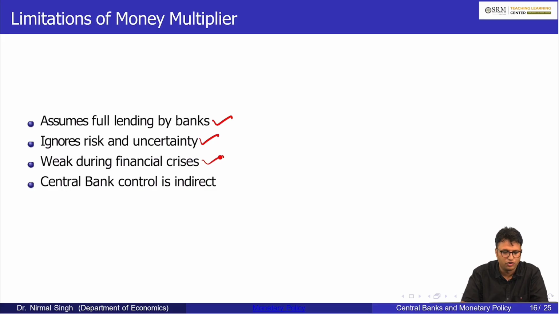Then the central bank's control is indirect. In this case, as I said, the central bank is not directly controlling it, but through reserve requirements and other ways, it impacts the money multiplier in the economy.